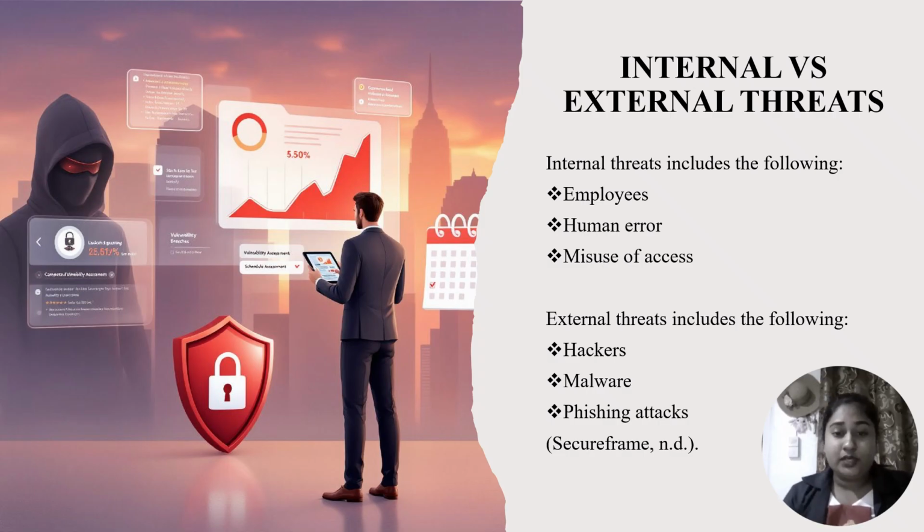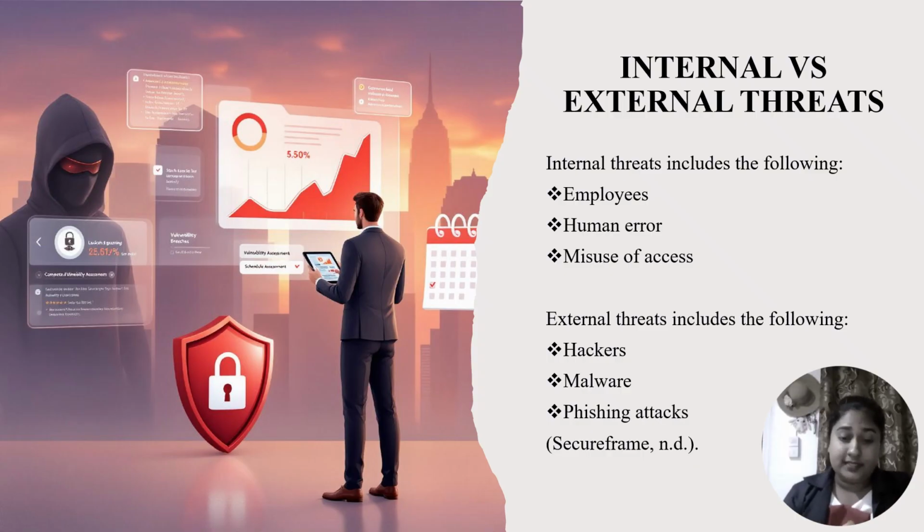The first set we're going to look at is the internal threats. These include the following: employees, human error, and misuse of access. For example, an employee might accidentally delete a critical database file or intentionally access data they shouldn't, like customers' financial records. Some external threats include the following: hackers, malware, and phishing attacks.